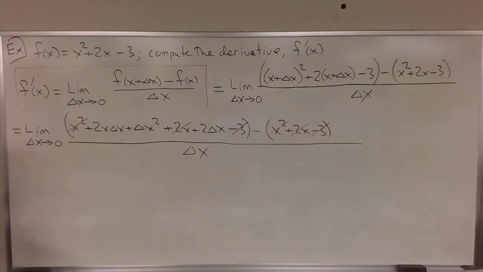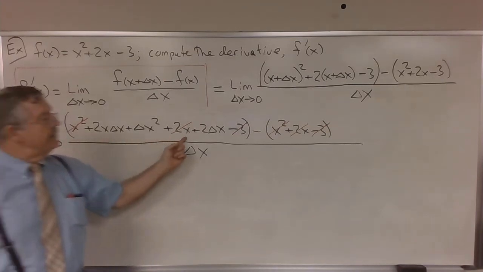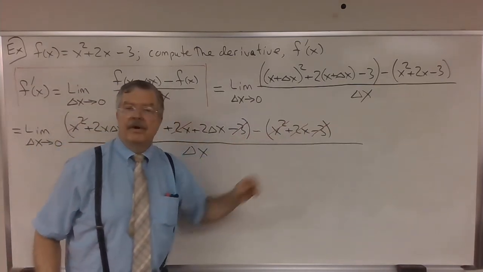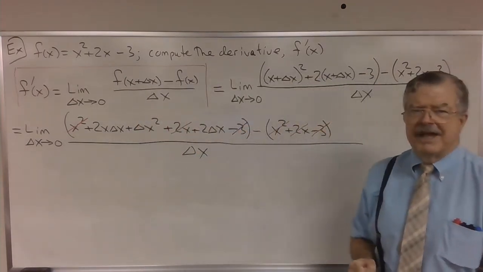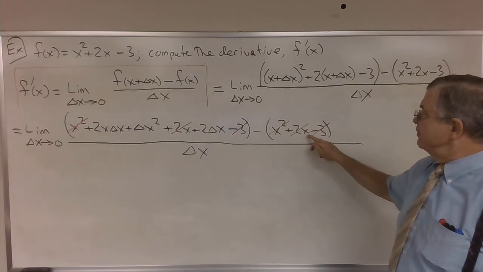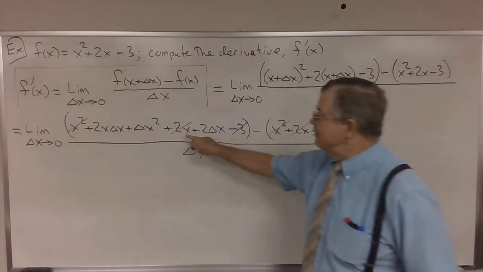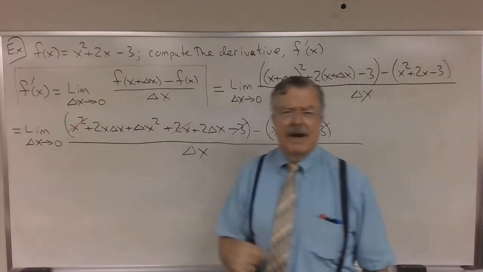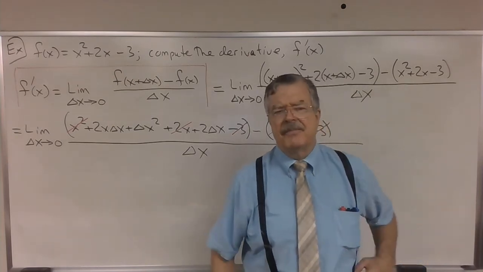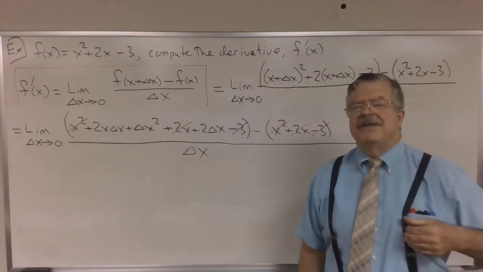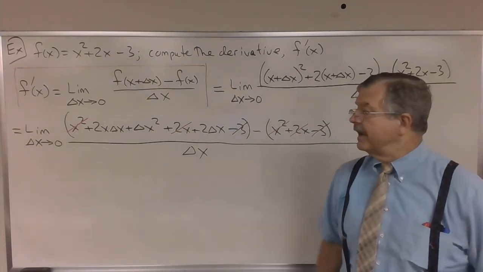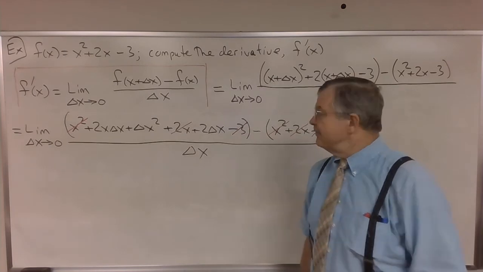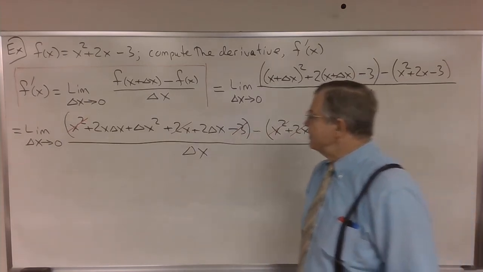And notice the terms that got wiped out were exactly those terms that did not have a factor of delta x. All of the terms that did not have a factor of delta x got wiped out. That's not a coincidence. And in all of the examples that we'll be doing, that's the way it's going to work out.